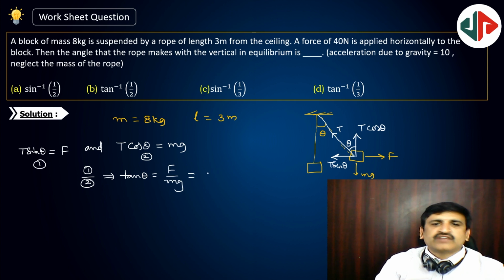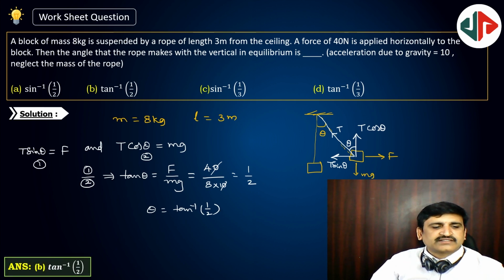So what is the applied force? 40 Newton. What is mg? mg is 8 into 10. So the zero will go, and this will be 1 by 2. Theta equal to tan inverse 1 by 2.